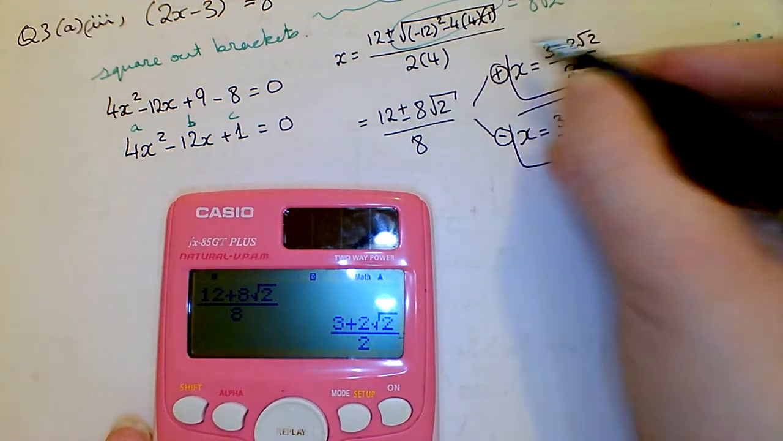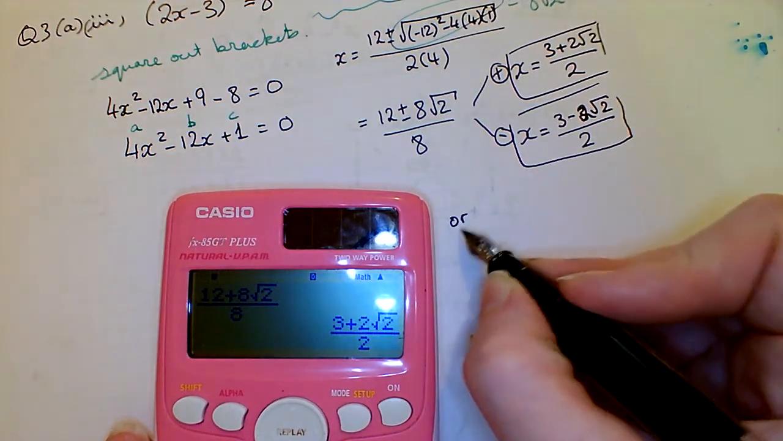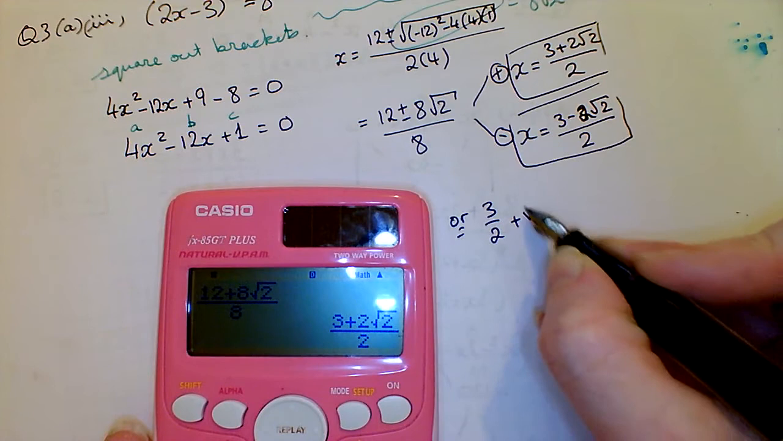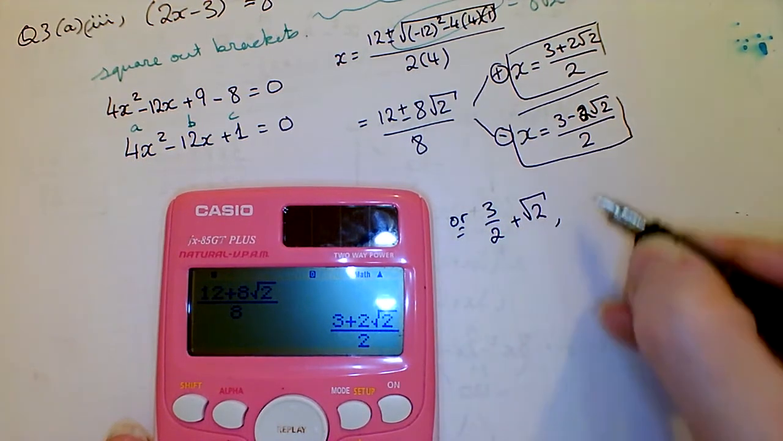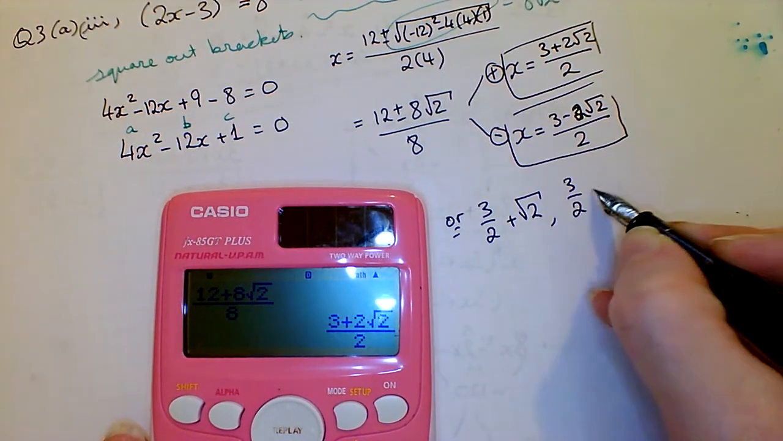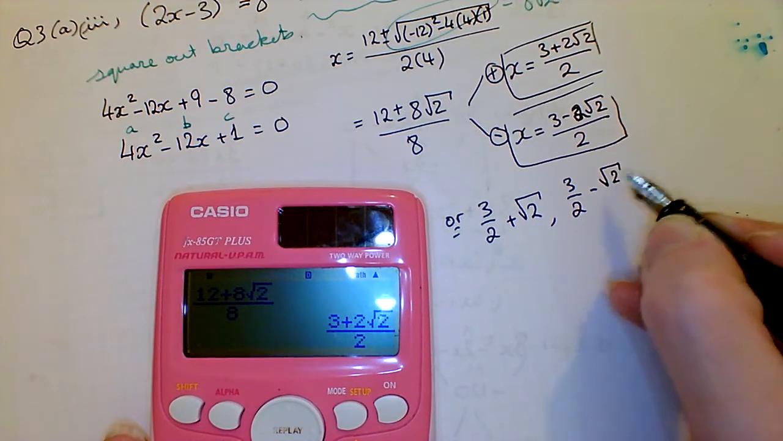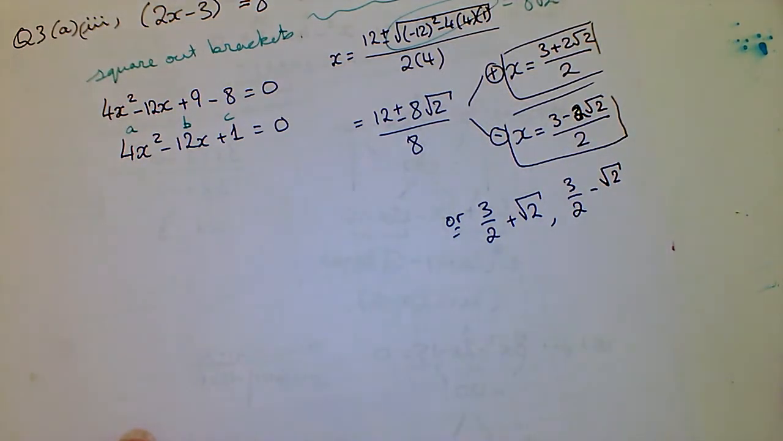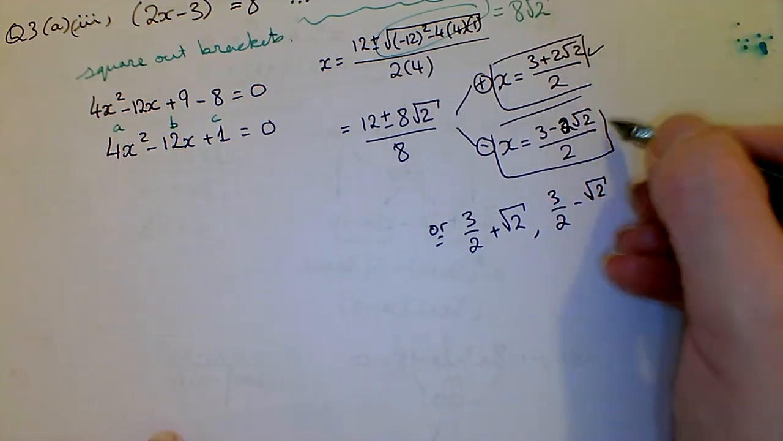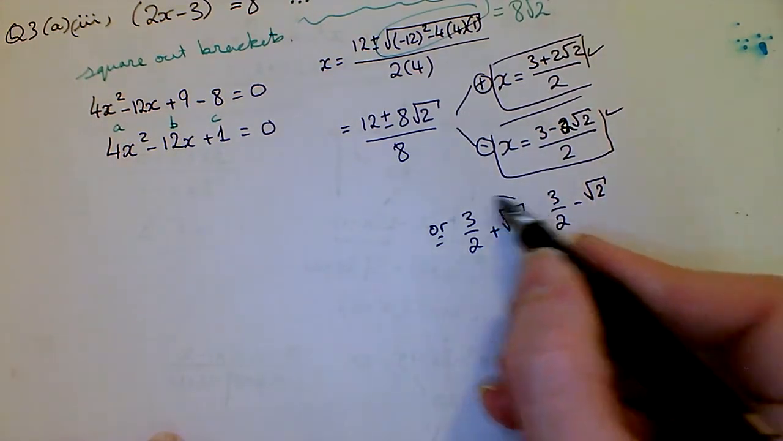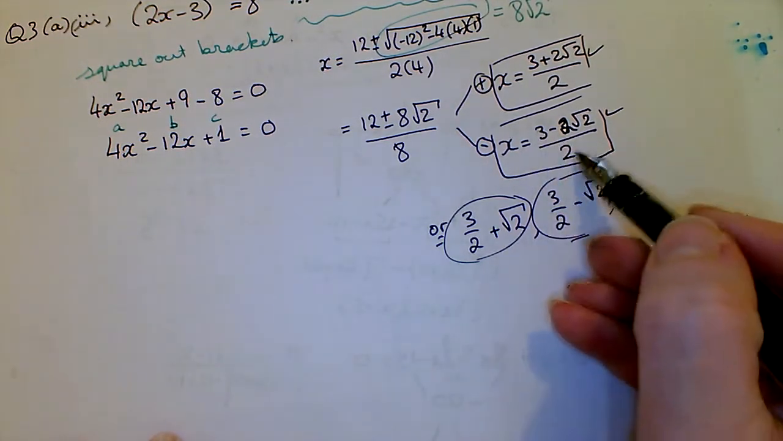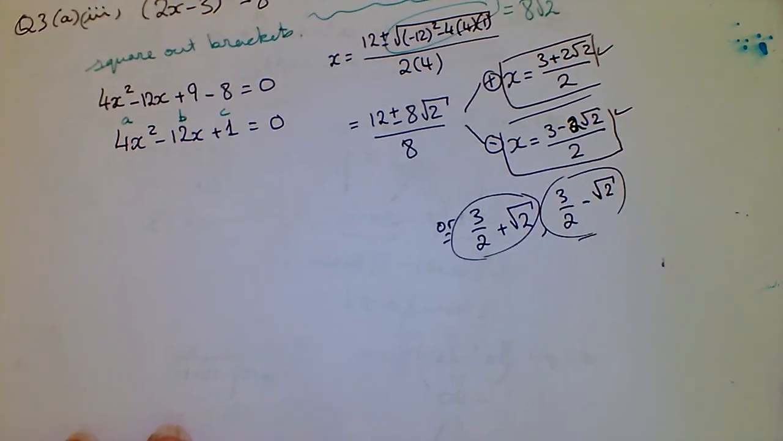Now, in the back of the book, they may have written this as 3 over 2 plus root 2 and 3 over 2 minus root 2, dividing the 2 in and splitting up the fraction. But you will get full marks for this. So if you don't understand where that came from, that's the 2 dividing into each part of the fraction.